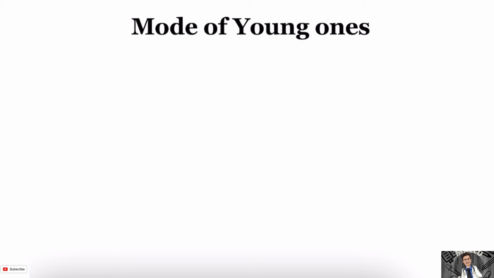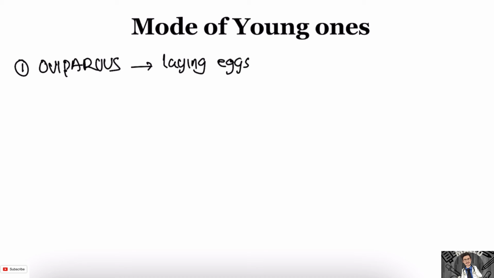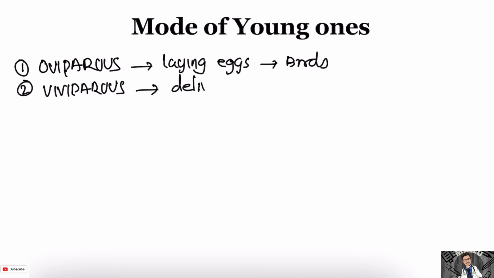Alright, now let us discuss based on the mode of young ones. So there are oviparous. Oviparous means giving birth, laying eggs. So you have seen the birds laying eggs, right? So that's the manner how they produce their young ones. Then we have another example, viviparous. We humans are viviparous. We deliver the baby, right? The mother delivers the baby.